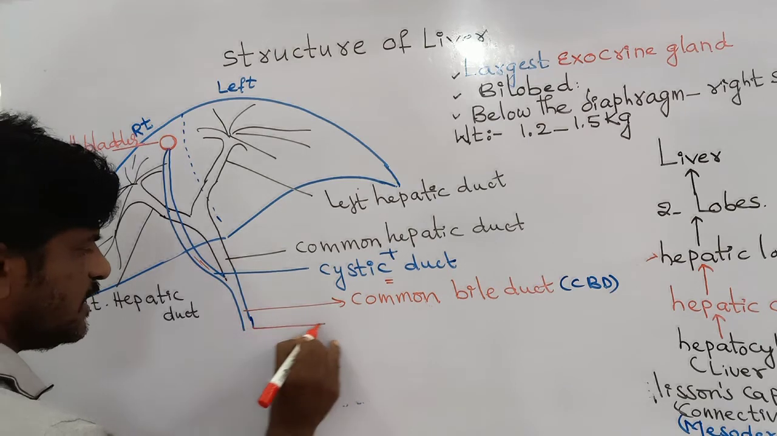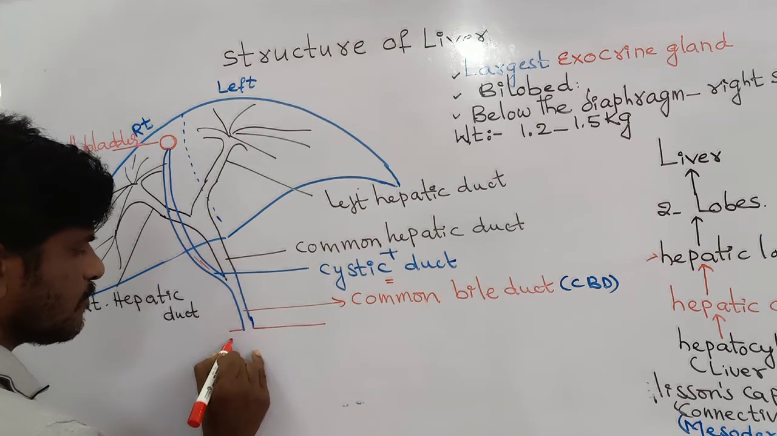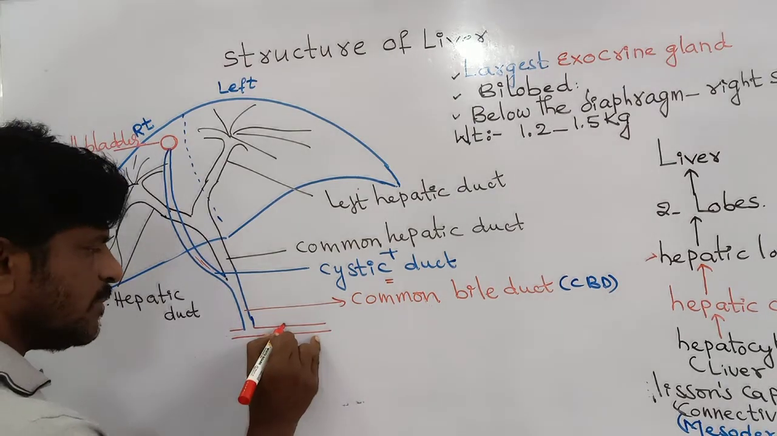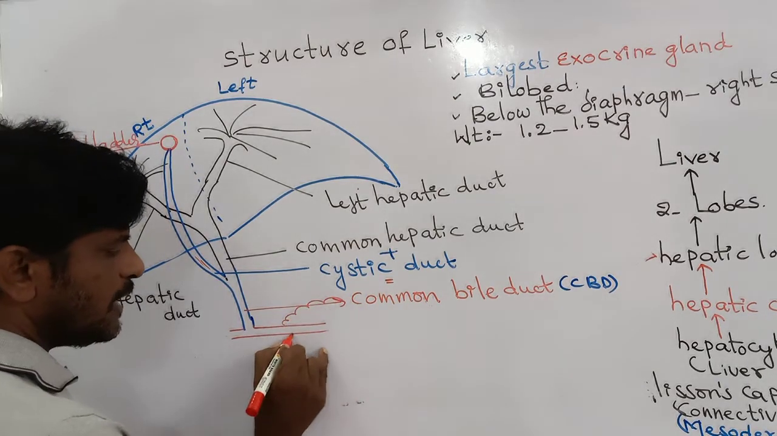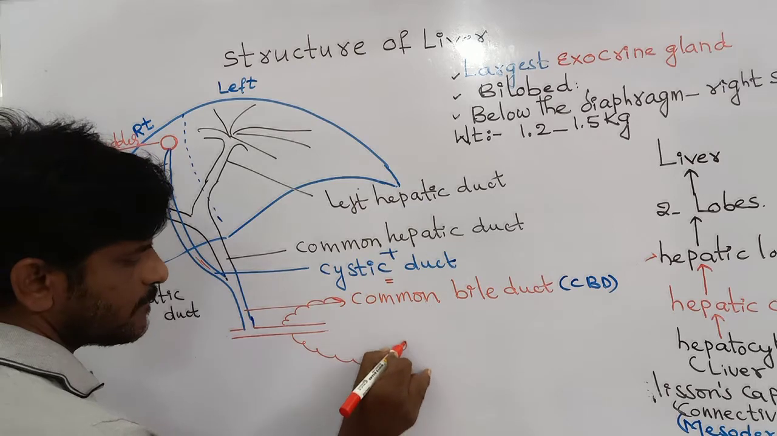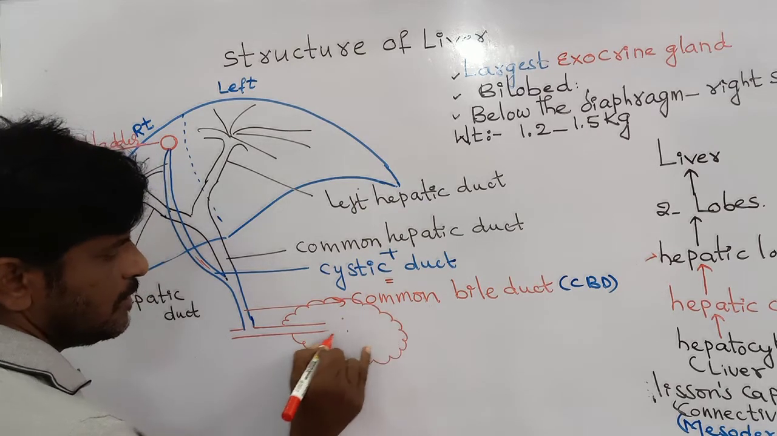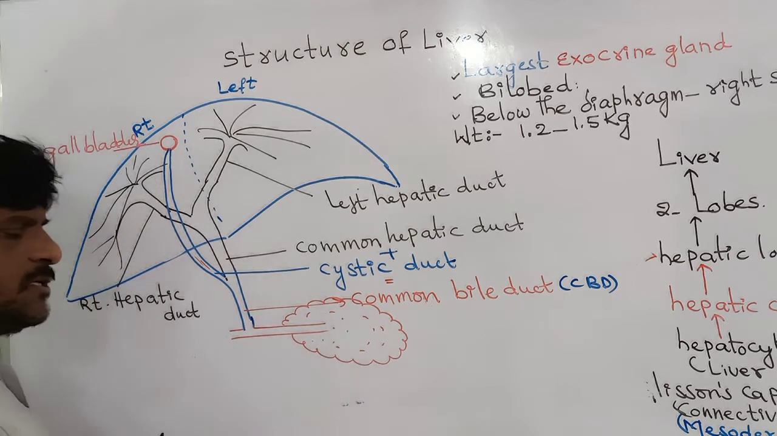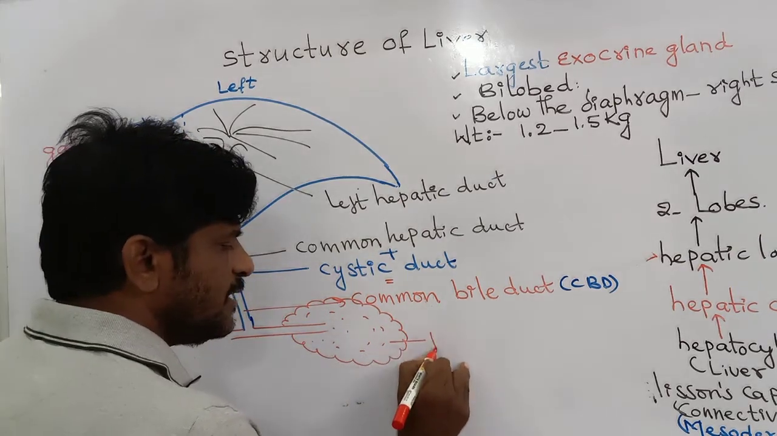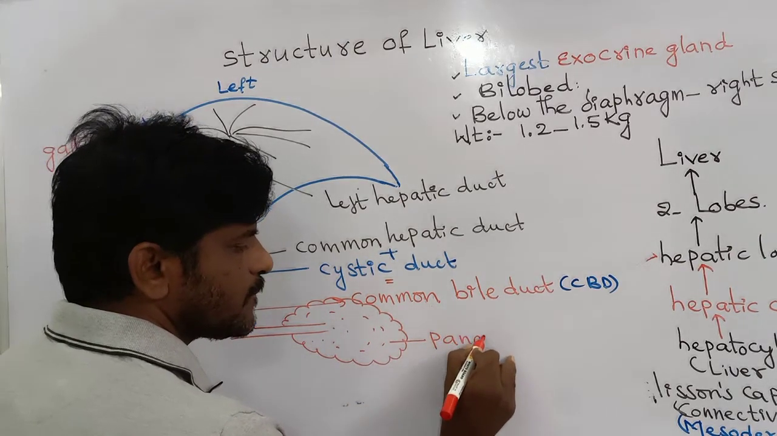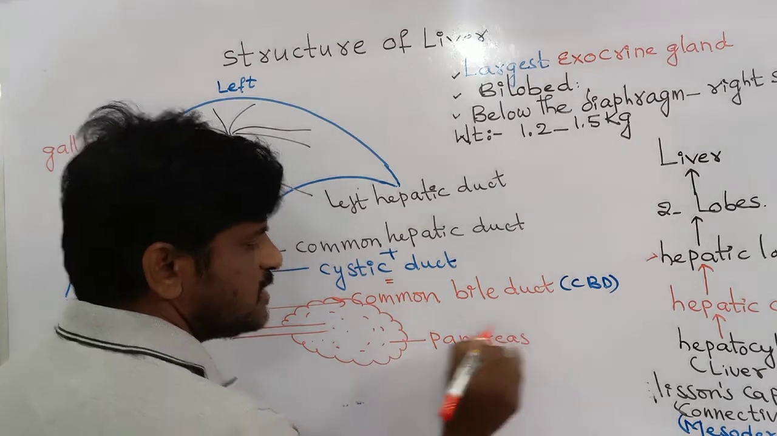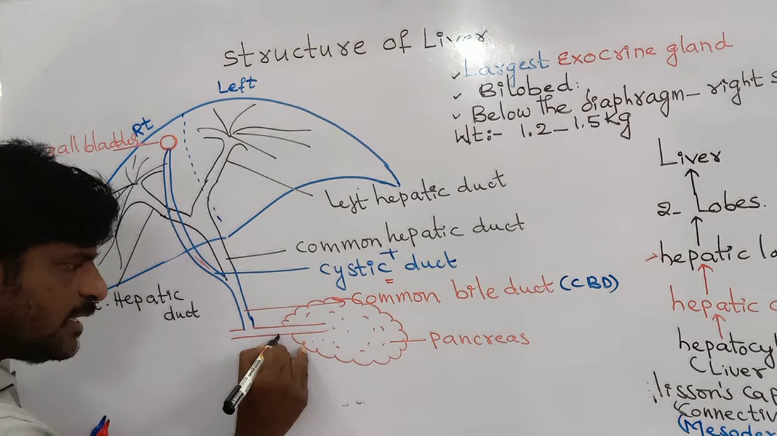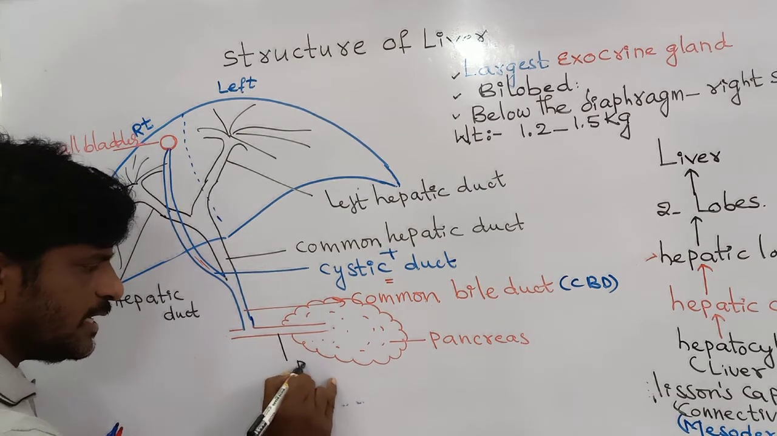Okay, this is a duct. And this duct is coming from one more gland. We will discuss it later after this class, but as of now, I have to give some information. For example, this is the pancreas. The second largest gland is the pancreas. The duct that comes from the pancreas is called the pancreatic duct.